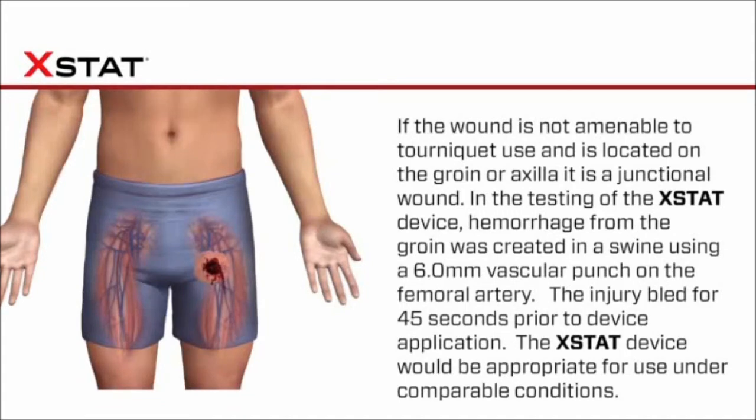In the testing of the XStat device, hemorrhage from the groin was created in a swine using a 6mm vascular punch on the femoral artery. The injury bled for 45 seconds prior to device application. The XStat device would be appropriate for use under comparable conditions.